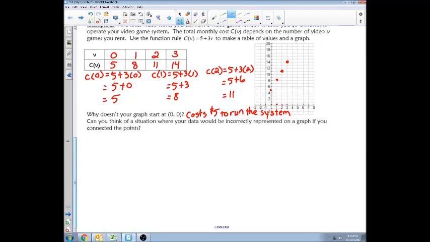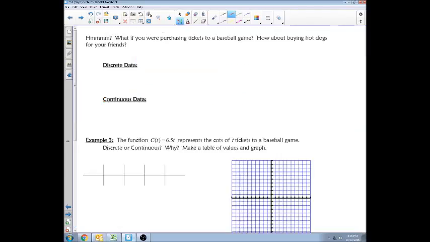So it would be incorrectly represented on a graph if I connected the points because you can't rent a partial game. So I actually would have to stop it there. What I could do is go to 4. That would take me up to 17. I could go to 5. That would take me up to 20. And now my graph is full. But I could not connect those points because the information in between each point is not an actual solution.